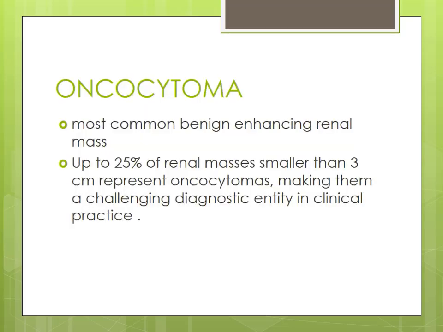Now coming to the oncocytoma. Oncocytomas are benign lesions, but the striking characteristic of oncocytoma is that these are enhancing renal masses. Most of the benign cysts are non-enhancing, but oncocytoma is characteristically an enhancing renal mass. Up to 25% of renal masses smaller than 3 cm represent oncocytoma, making them a challenging diagnostic entity.